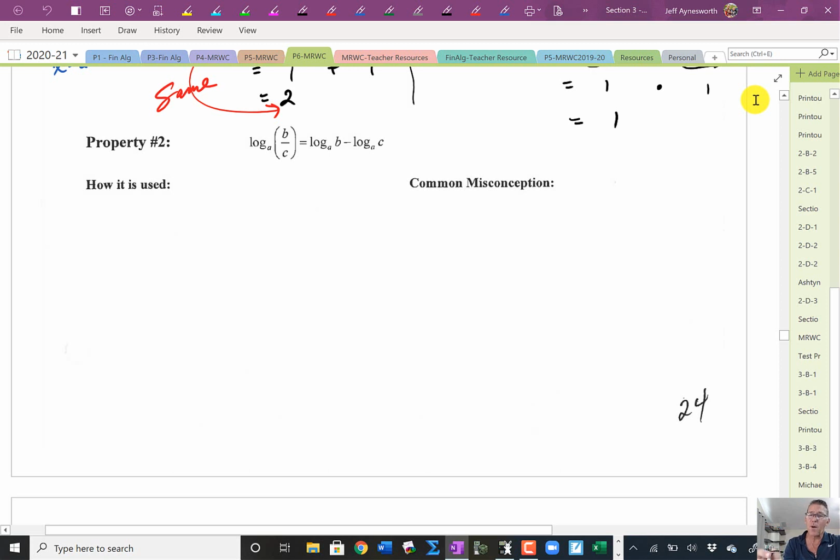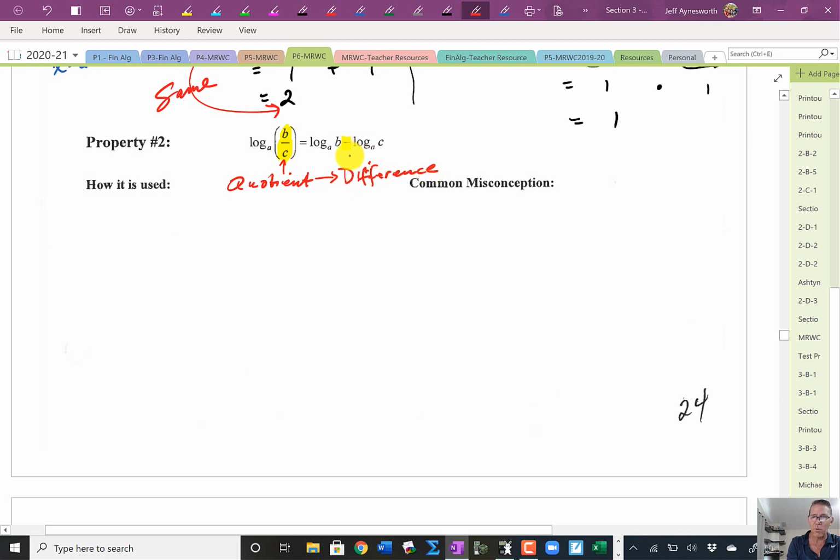Let's take a look at property 2. We call this the quotient to difference property. B divided by C is typically called a quotient. Whenever you're dividing two things, it's called a quotient. And notice that we're going to switch it to a difference. So, quotient to difference property.